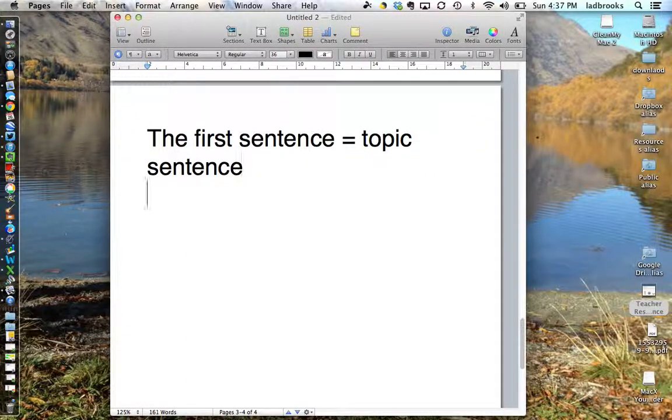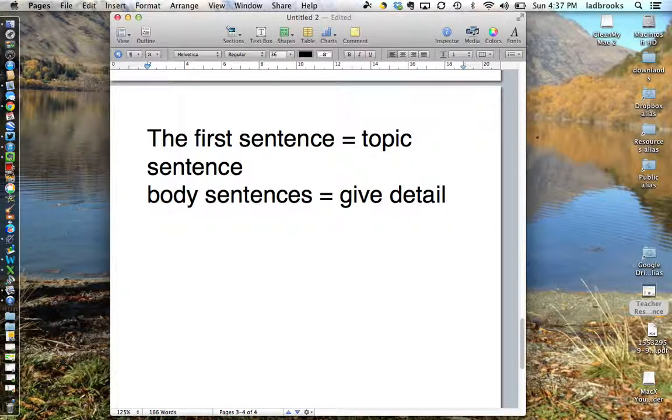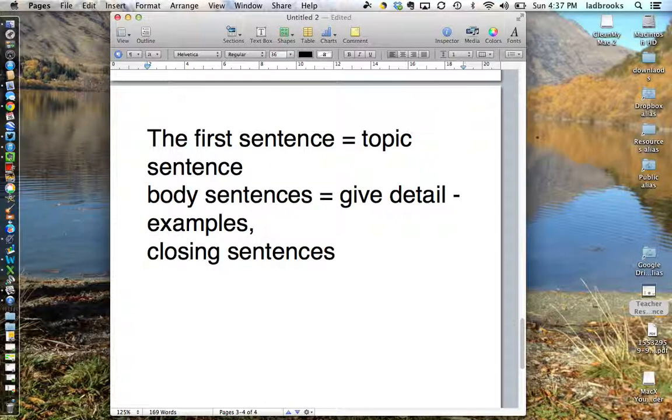Then the rest of the paragraph is made up of some body sentences which give detail. So this might be examples or more specific information related to the topic sentence, and then it finishes with a closing sentence, which again summarizes what the paragraph is around. So that's really the structure of a paragraph.